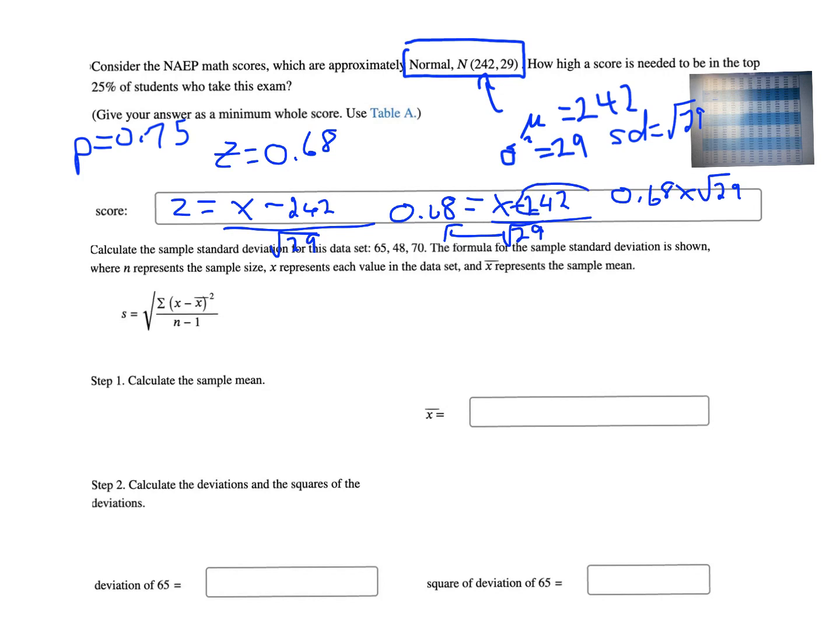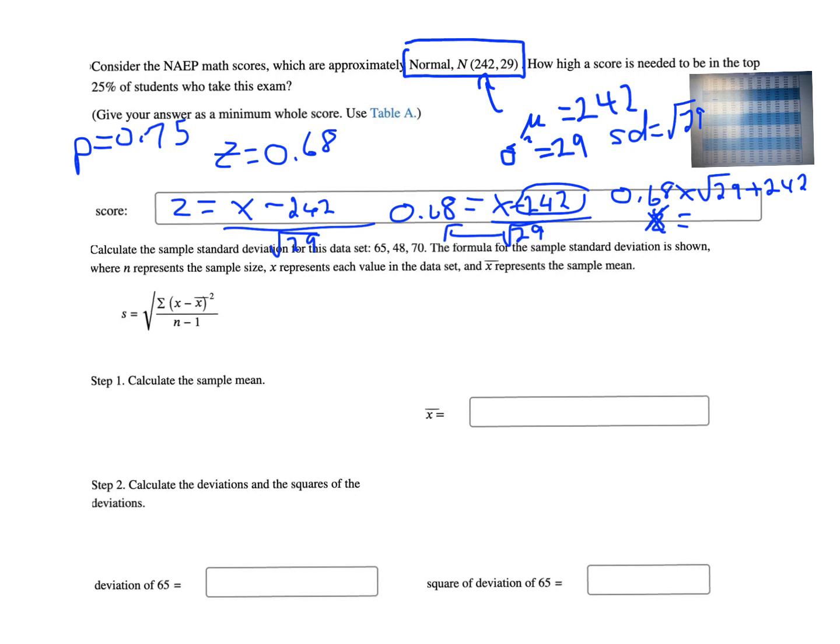And then we're going to bring the 242, it's minus 242 on that side, and we're going to add it onto the answer. And that's going to give us the z-score, or sorry, the x value, the raw x value that you would have to get on this test in order to be in the 75th percentile, or in the top 25% of all of the students.